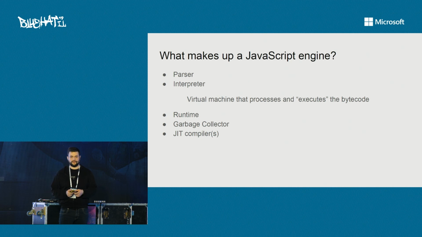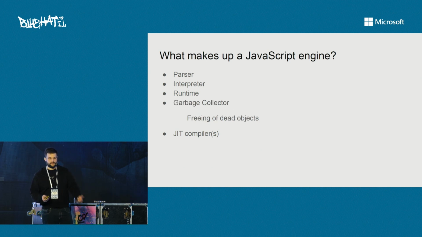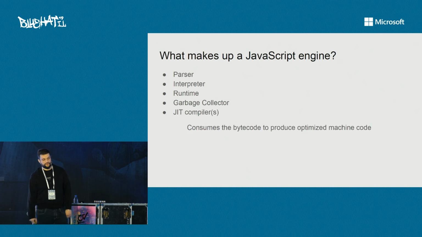That custom bytecode, which is specific to each engine, is then fed to the interpreter, which is basically a virtual machine that will execute that bytecode. That relies on what I call the runtime, which basically provides all the basic data structures, implements the built-in functions of JavaScript, etc. You, of course, have a garbage collector because you don't have to free memory and do memory management in JavaScript. And you might have one or many JIT compilers. This varies for each engine, but at least you have one these days.